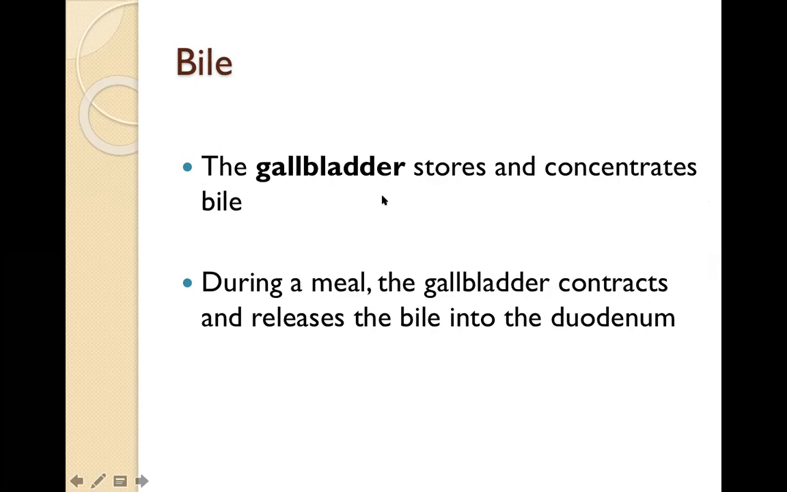During a meal, the gallbladder will contract and it'll release bile into the small intestine so that it can immediately start to emulsify those fats into smaller droplets so that they can be managed and they can be broken down. So those smaller droplets together are going to have a greater surface area than a large fat globule.